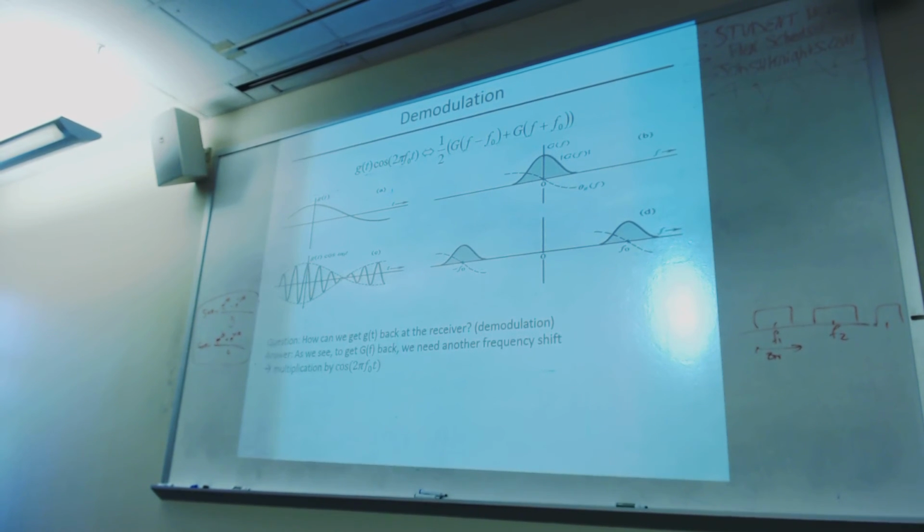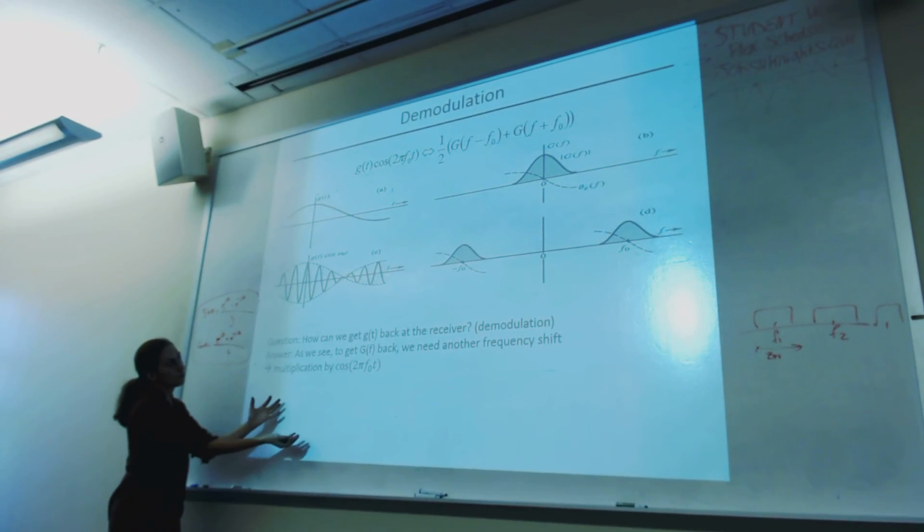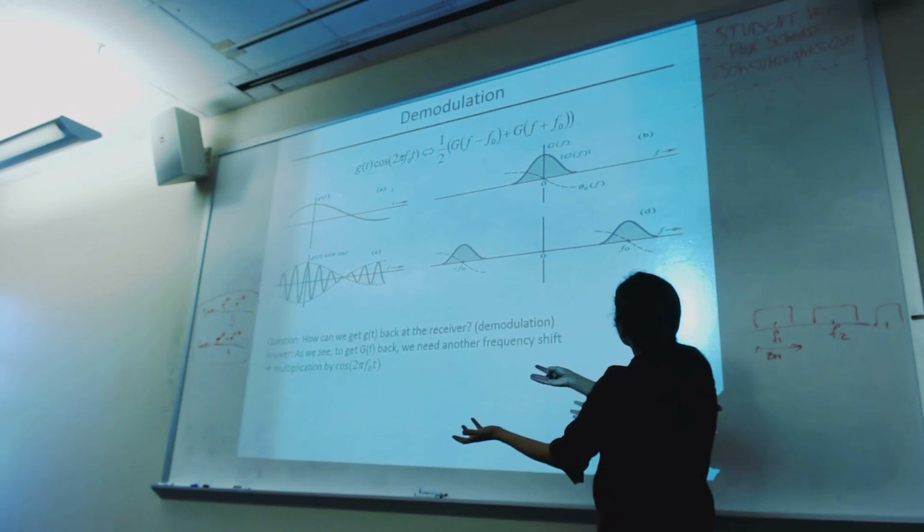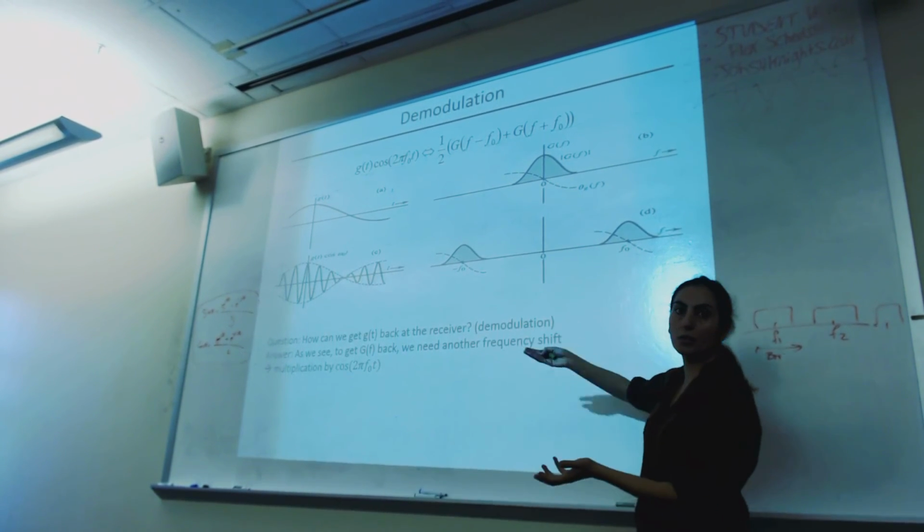What do you want to do? You want to shift, right? How do we shift? Is it the f naught that was the shift before? Yes, so you would do a shift of f naught back in the opposite direction. Multiplying by cosine means shift. I already shifted once, and now I want to shift it back. So let's multiply again by another cosine.